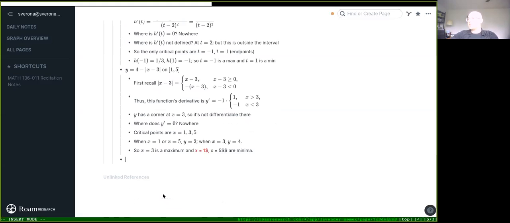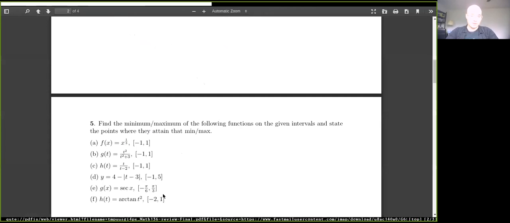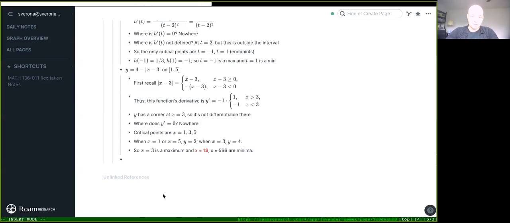Okay, that one was a little bit trickier because we had to consider more carefully what the derivative of this thing was. But once you get over that, it's quite straightforward. So just remember how continuity and derivatives work and you'll be okay. All right.